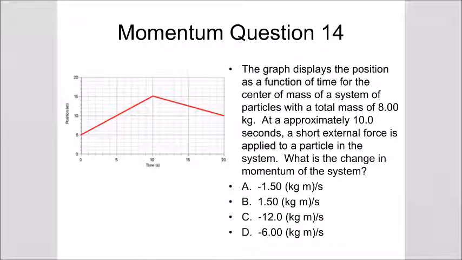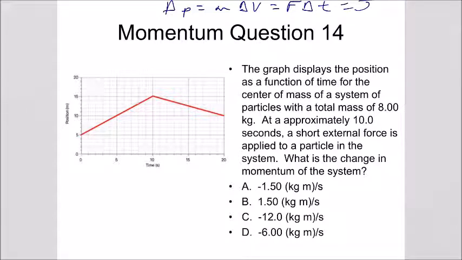Here's problem 14. The graph displays the position as a function of time for the center of mass of a system of particles with a total mass of 8 kilograms. At approximately 10 seconds, a short external force is applied to a particle in the system. What is the change in momentum of the system? Well, remember that change in momentum is equal to m delta v. It's also equal to F delta t, or J, impulse.